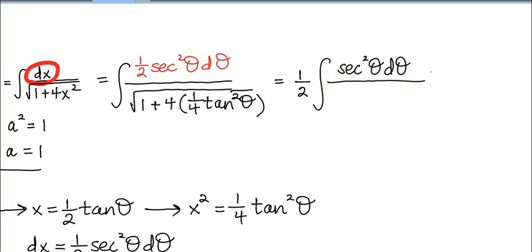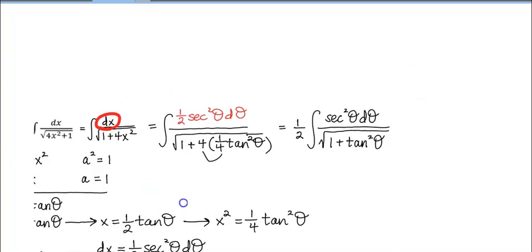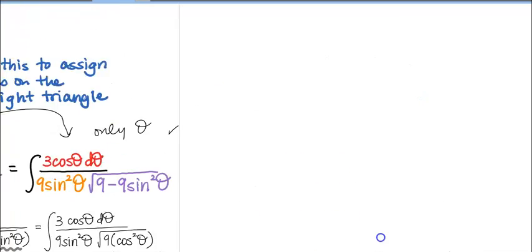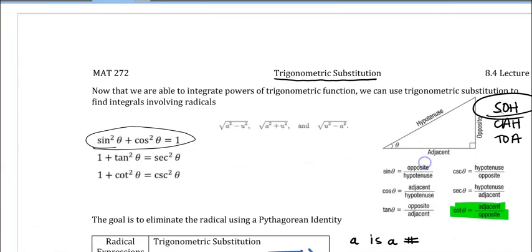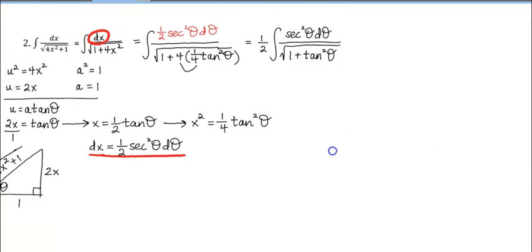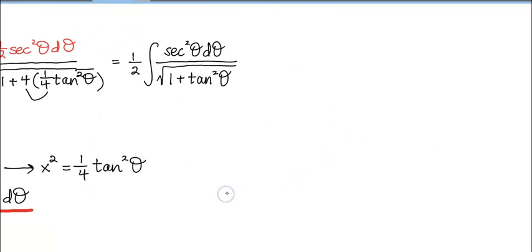And then in the denominator, I have the square root of 1 plus, I'm going to distribute that 4. 4 times 1/4 is 1, and so I'm just left with tan squared theta. Now I need to use a Pythagorean identity because 1 plus tangent squared is equal to secant squared, which I can see from the second Pythagorean identity at the top of our notes. So I'm going to replace the 1 plus tangent squared with a secant squared.